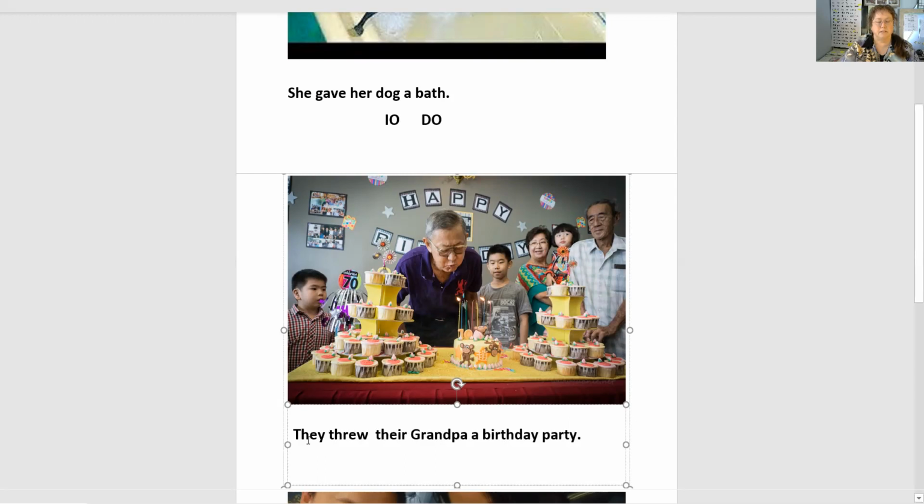So the subject is they, threw is the verb, and they threw what? A birthday party. So the party is the direct object. And who received the birthday party? Who got the birthday party? Grandpa. So grandpa is the receiver of the action, so he's the indirect object. I'm going to type this out here. So here is the indirect object, and the party is the direct object. Okay, so one more.